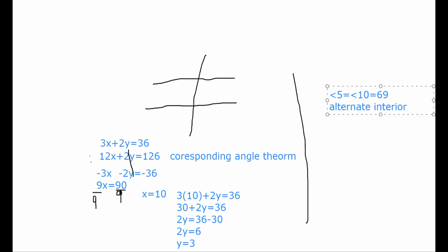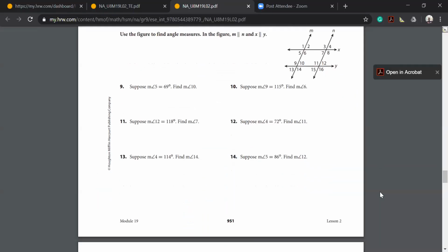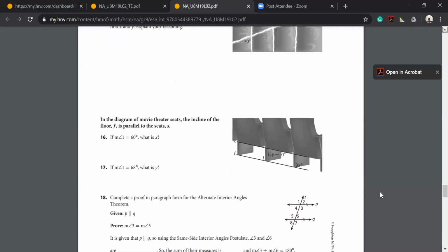We still have question 16. Okay, let's go to question 16. 16 is in here. Yes.